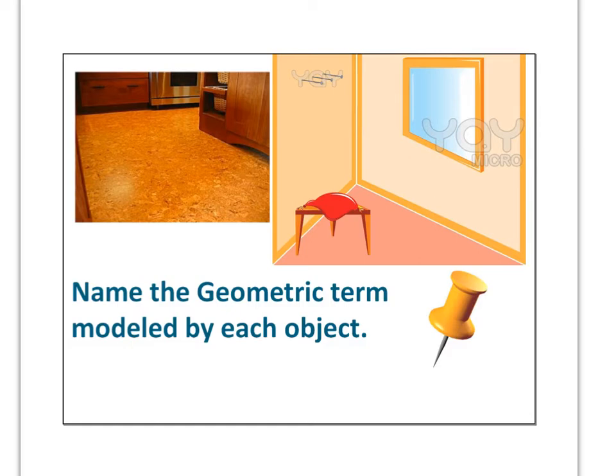So I would say a floor is most like a flat surface or a plane. A push pin is kind of like a point. If you put a push pin on a map, it would be marking a city perhaps, or a point. And then the intersection of two walls, where two walls meet, that is most like a line.